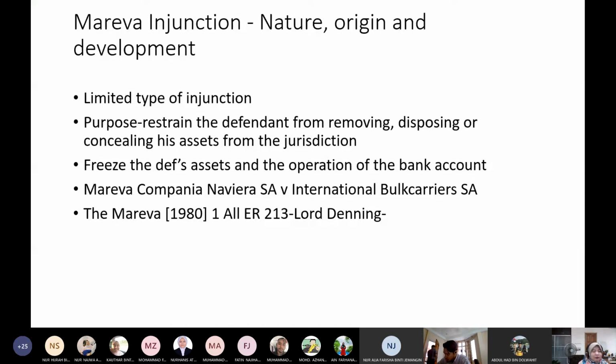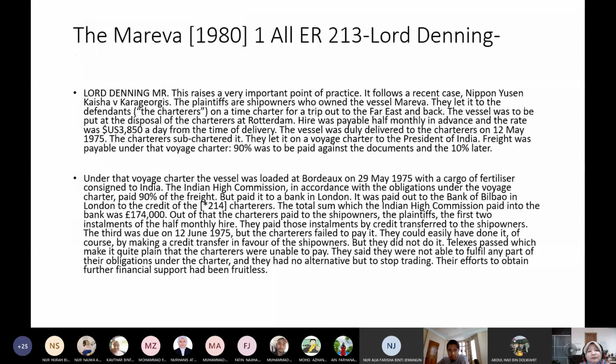Have a copy of this case and do your own case review on it so you will know what the facts of the case are. But I have taken the trouble to look at what Lord Denning has to say in the Mariva Injunction. I think this is maybe the only time we look at Lord Denning's judgment in this case. So basically, Lord Denning raises some important points. It follows a recent case of Nippon Yusen Kaisha v Karageorgis.